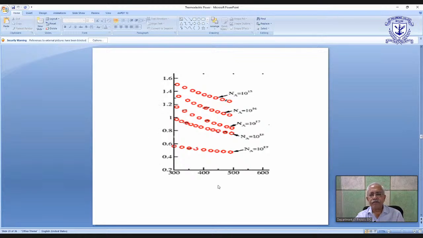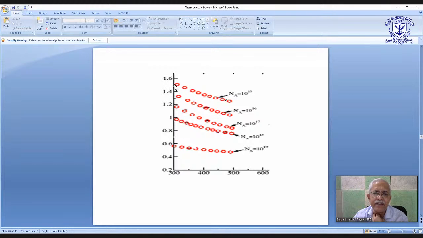Okay. So with rise of temperature, we see that the Seebeck coefficient reduces. And as for the doping density, you see here, the doping density is reducing downwards. So this is 10 to the power of 15. This is 10 to the power of 17, 18, and 19. So as the doping density increases from 10 to the power of 15 to 10 to the power of 17, 18 or 19, the Seebeck coefficient keeps on reducing.